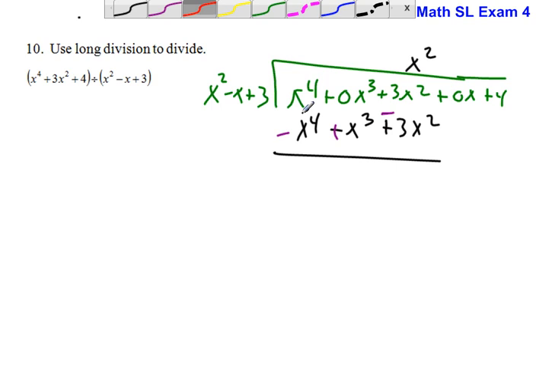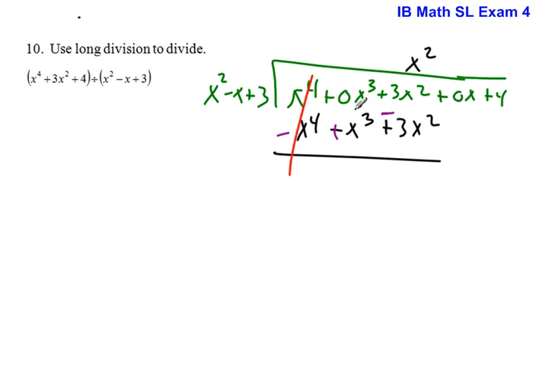And from there, those are gone. This right here is 0 plus 1, so this is going to be x cubed. And then 3 minus 3, and so those disappear. It's still a good idea to put a plus 0x squared for the placeholder values here. And then I'm going to drop down my 0x.